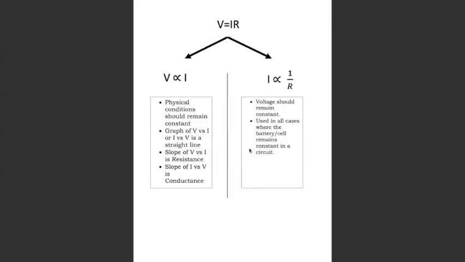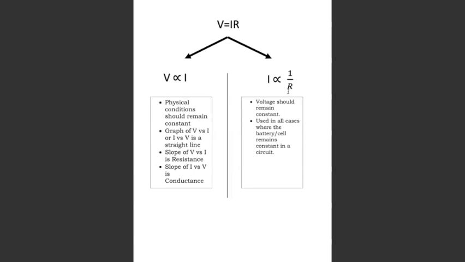Coming back to this slide, let us see the applicability of both of these results. The first one, V proportional to I, where resistance is constant, is seen in case of Ohm's law, as I explained earlier. So any case where resistance is given as a constant, or the graph of V versus I is a straight line, we will have to make use of this relation, V proportional to I. On the other end, we have I inversely proportional to R. This is interesting. This also has a lot of applications.